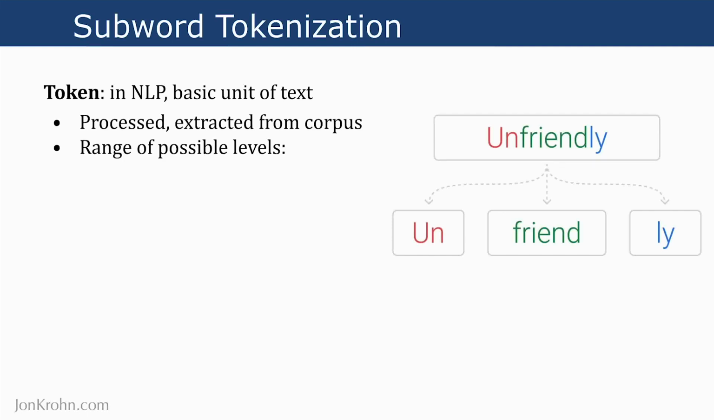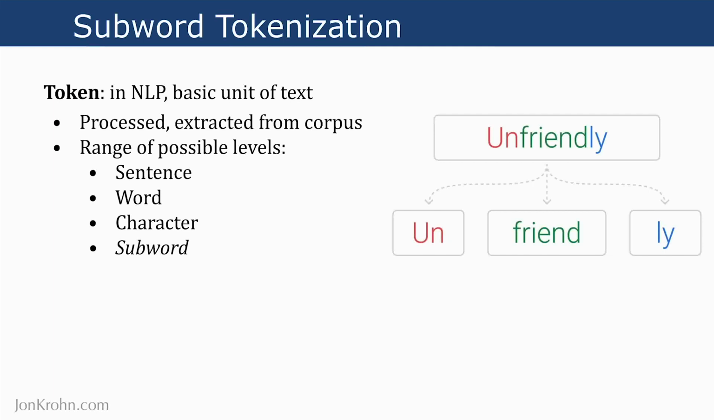And there's a range of possible levels for these tokens. You can have sentence level tokens, so breaking on a period or exclamation marks and question marks to have big sentence level tokens. Much more common is word level tokens, where you're breaking up on white space and punctuation so that each token corresponds to a word. But modern transformers tend to either use character level or, even more commonly, subword level.